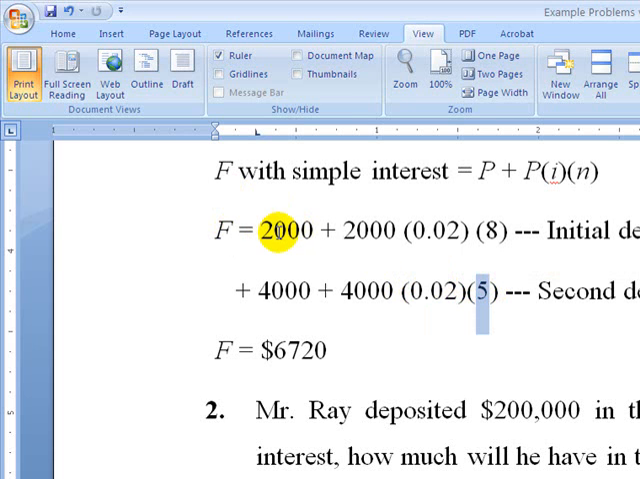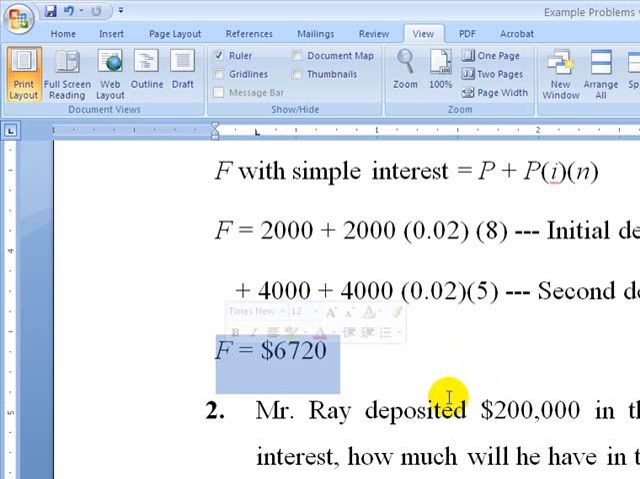So now you calculate the first term, calculate the second term, and then if you add these two terms, you will get F is $6,720. That's our final answer, considering that the bank was giving simple interest. Simple interests are rare. Most of the time interest does get reinvested, and you get interest on interest. If you have any deposit in the bank, almost all the time, the interest that you are getting is compound interest.